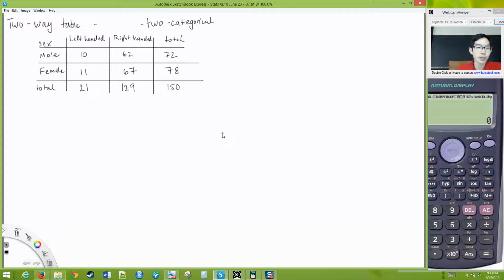Okay, so you don't have to recopy it. This is probably already in your notes, but I ran out of space, so I copied it. Okay, so we could ask questions such as, well, we should be able to answer these questions, okay? So, what percent of people surveyed are left-handed?